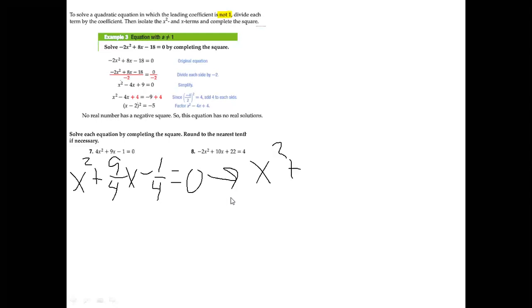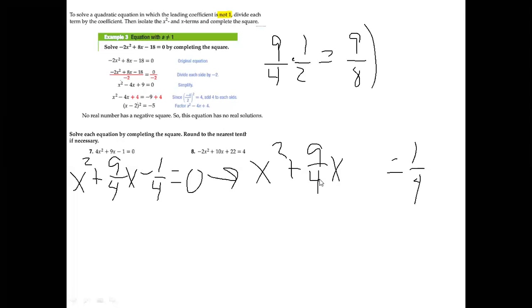So x squared plus 9/4 x equals 1/4. Now here's where it can get a little tricky, but it's pretty simple. You just got to follow the steps straightforward. You have to take half the middle term and square it. Well, what's half of 9/4? Half of 9/4 is like multiplying 9/4 by a half, and that would be 9/8. If you square that, you would get plus 81 over 64. So you have to add that to both sides.